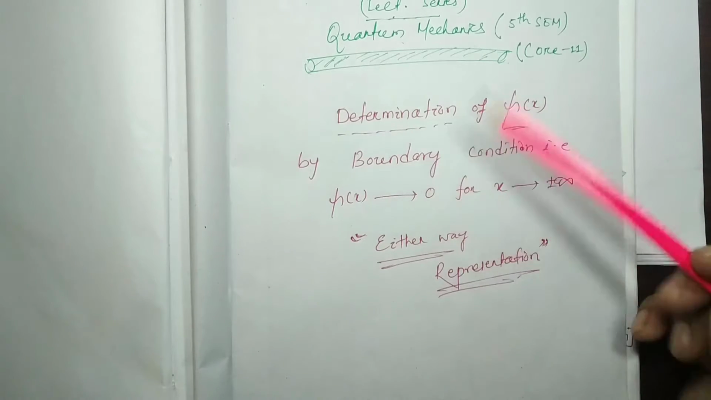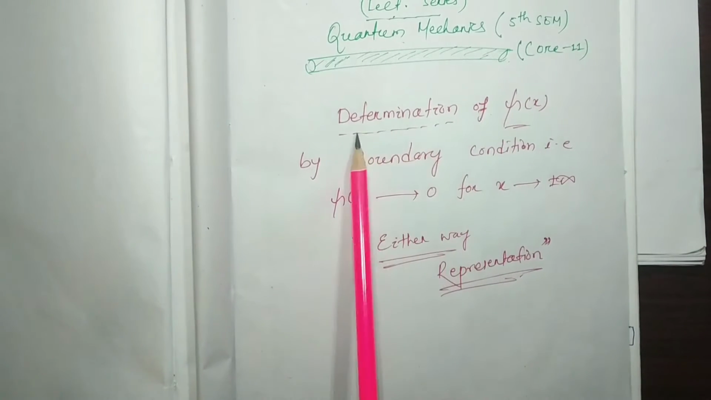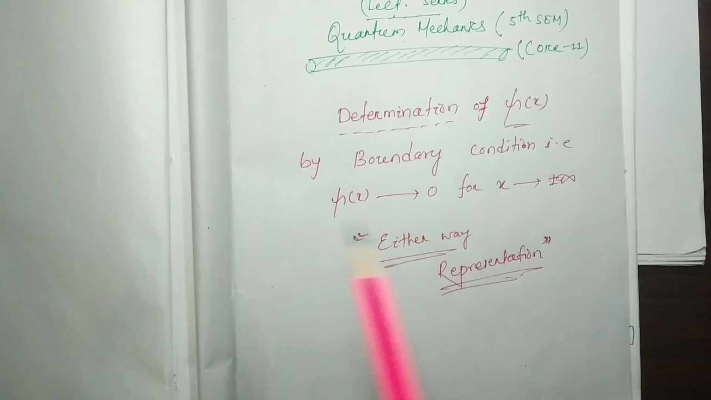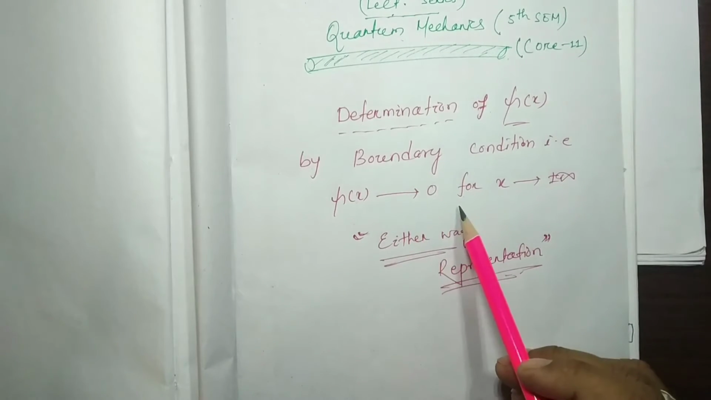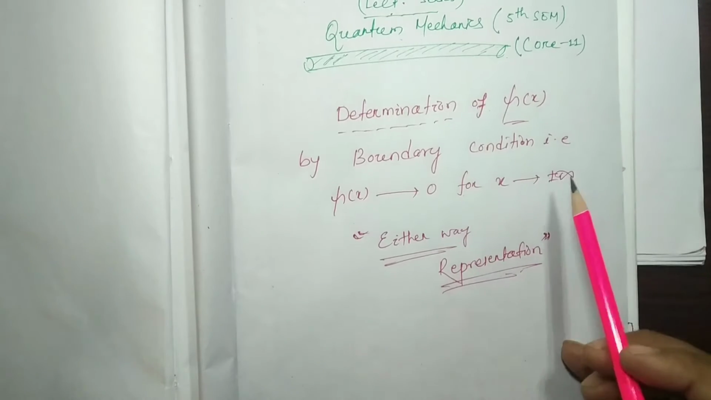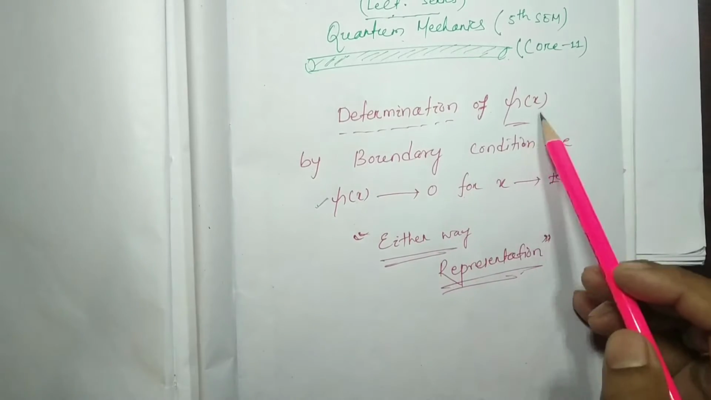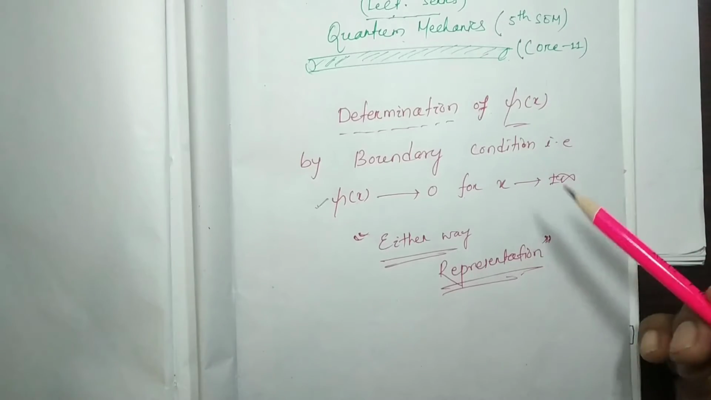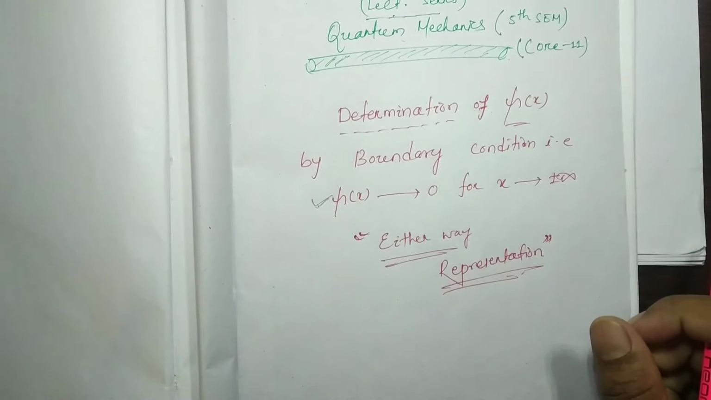This class is a somewhat special class. In this class we are going to discuss the determination of the psi x wave function by boundary condition. That is, the boundary condition is psi x tends to 0 for x tends to plus or minus infinity. This is one of the boundary conditions. By using this boundary condition we can find the psi x. We have used this boundary condition in our potential step and finite potential well.